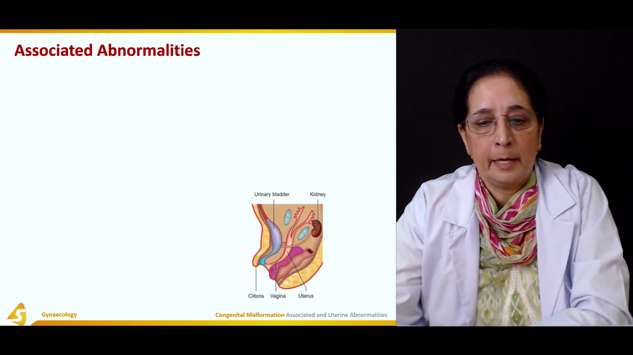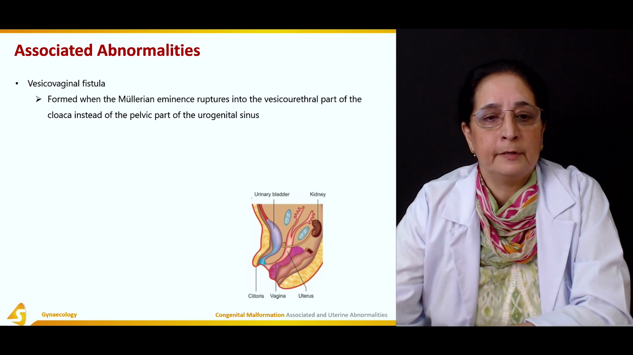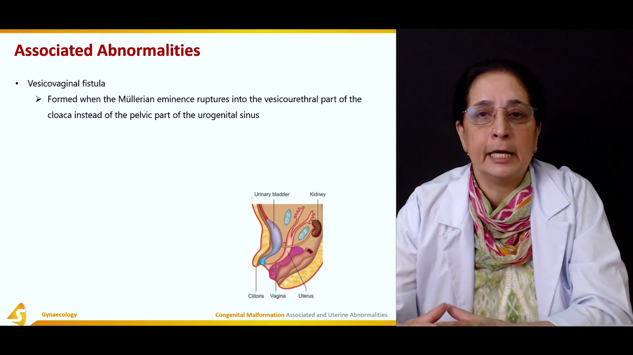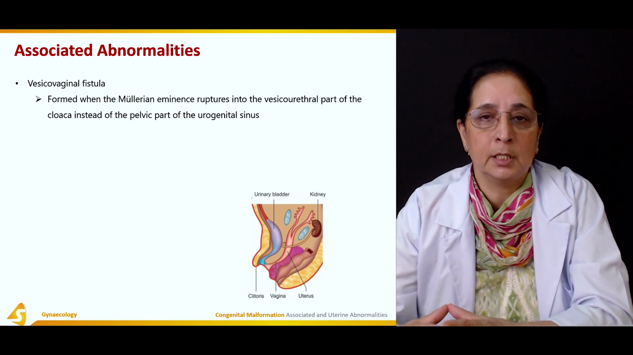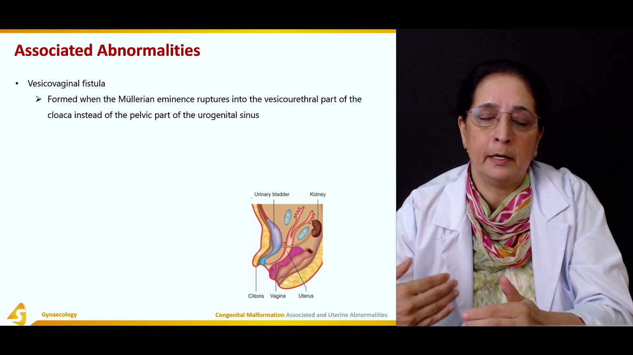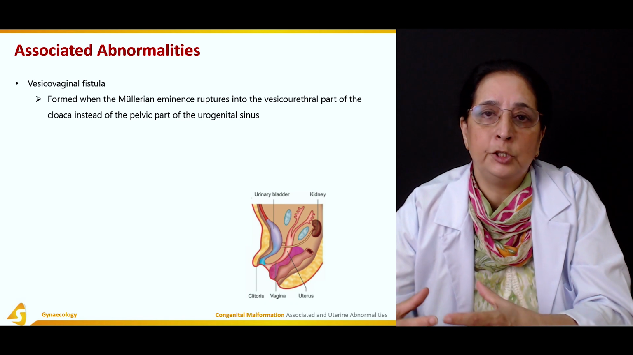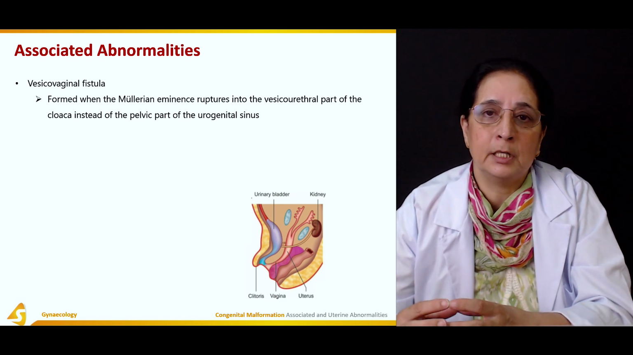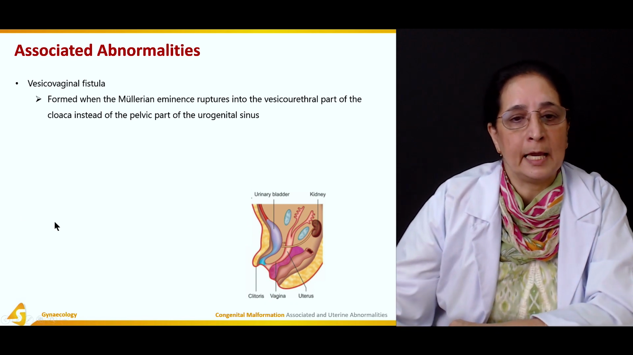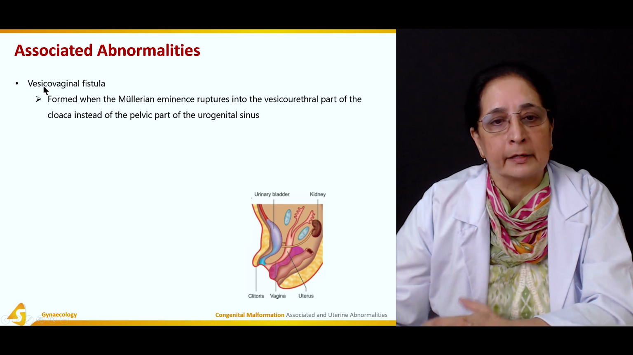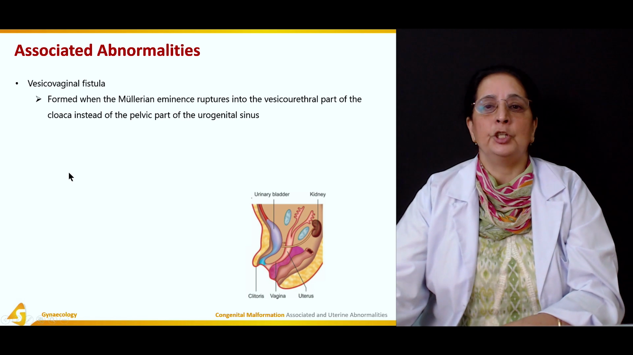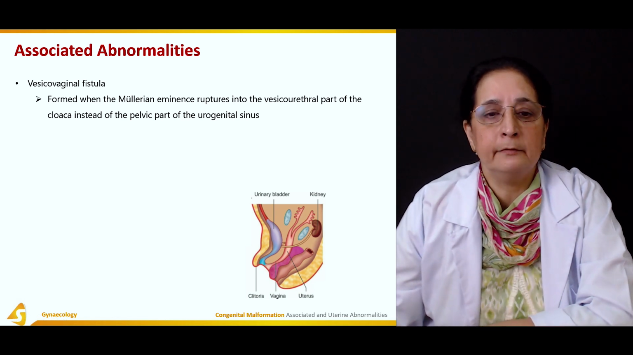So associated abnormalities are the vesico-vaginal fistula. Fistula is the connection between two structures, and as the name shows, usually the fistulas are named after the two structures which are connected or joined. So as in the vesico-vaginal fistula, vesico is for the bladder and vaginal is for the vagina. So it's the fistula or connection between the bladder and the vagina.